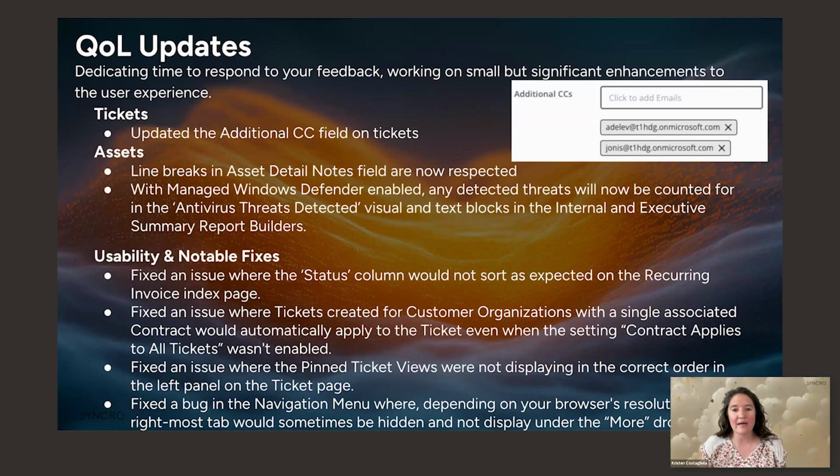We also added a number of different things on line breaks in the asset detail notes to make sure that that's cleaner and easier to read. And then we fixed a bunch of issues, like the pinned ticket views were not displaying in the correct order, and updating a lot of things. We're continuing this quality of life track. You'll continue to see a lot of improvements come in this area. Please continue submitting feedback within the product. We take a lot of those feedback items and bring them into that list to make sure that we're improving the product every single day with what is most important to all of you.